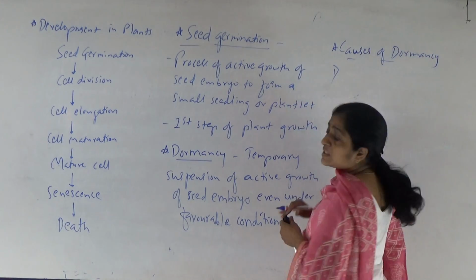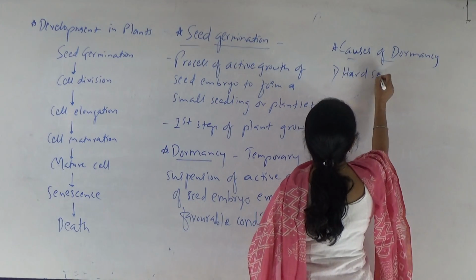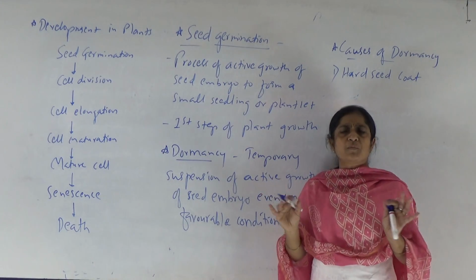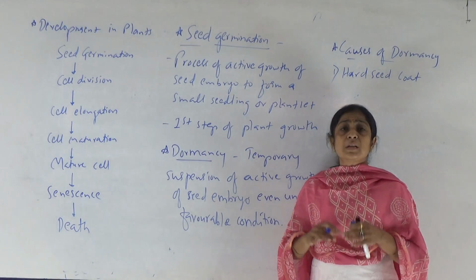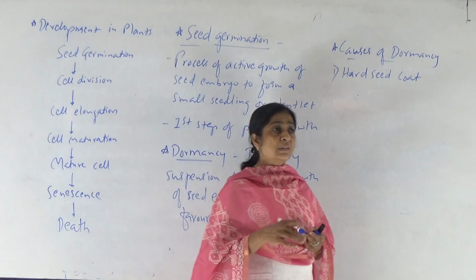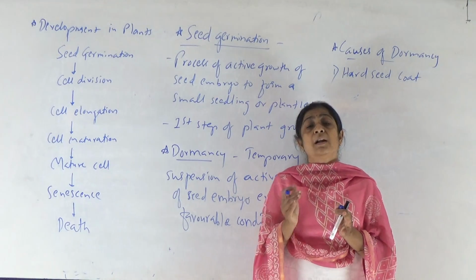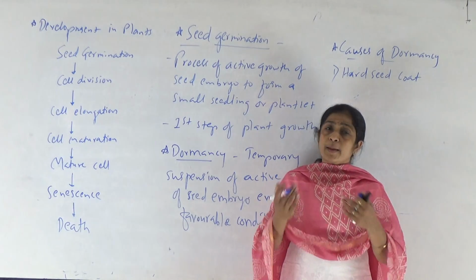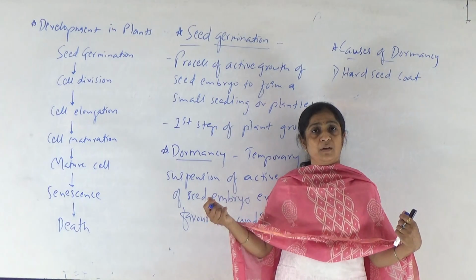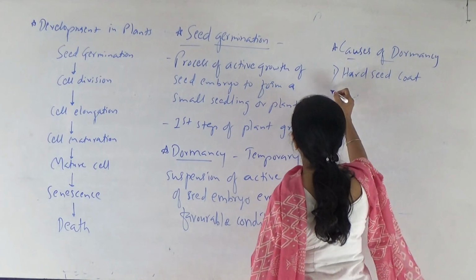So there are different causes. First one, hard seed coat. In some seeds, the seed coat is very hard, very tough. Due to this hard seed coat, even though the seed undergoes germination and the embryo starts growing, the seed coat is so hard that it does not become soft even under moist conditions. Hence, though the embryo inside the seed grows, it doesn't have space for its expansion, and hence the seed shows dormancy. So this is the first cause, the first reason of dormancy.